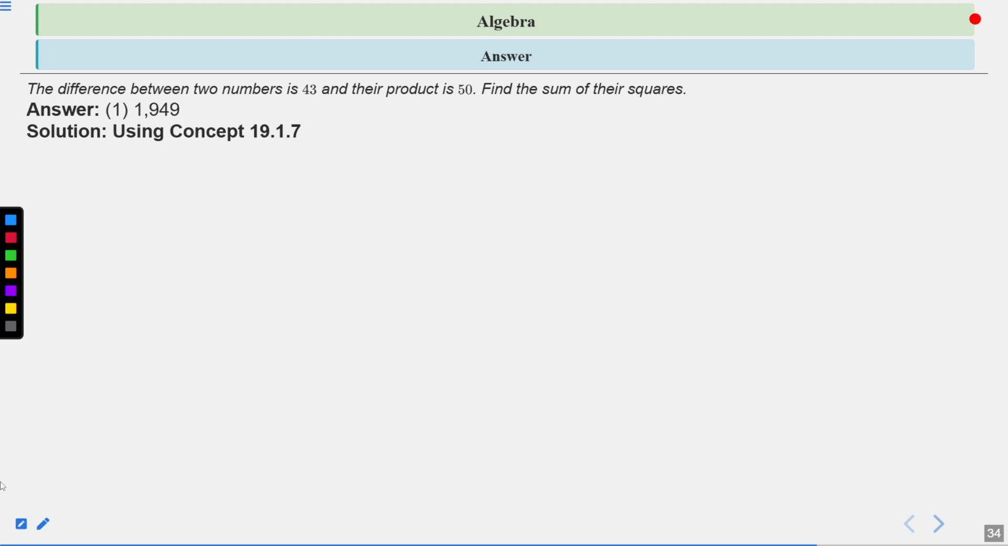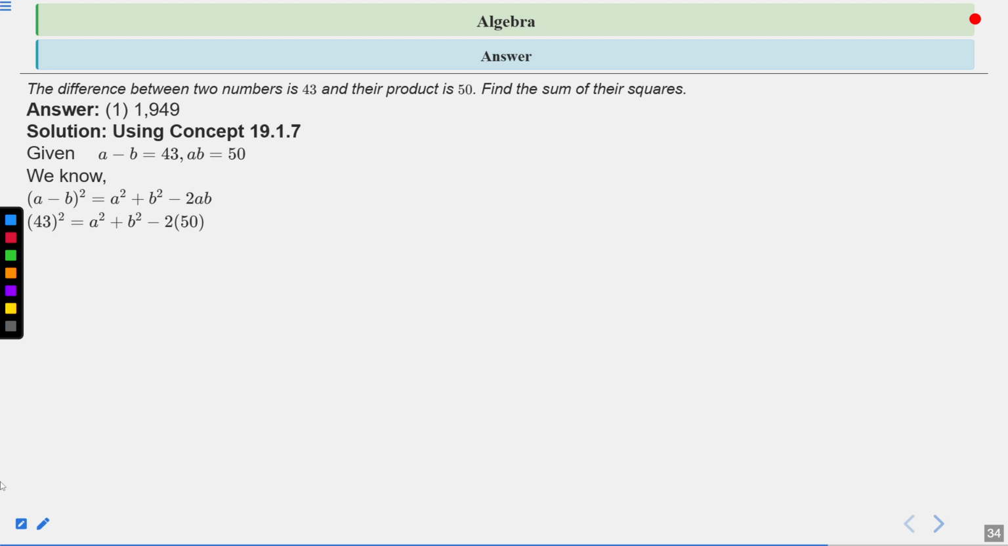Now see the detailed solution using concept 19.1.7. Let the numbers be A and B. According to the question, A minus B is 43 and A into B is 50. We know that A minus B whole square is equal to A square plus B square minus 2 times AB. We just put the value. So we get A minus B, which is 43, whole square, equals A square plus B square minus 2 times 50, because we have the value of AB.